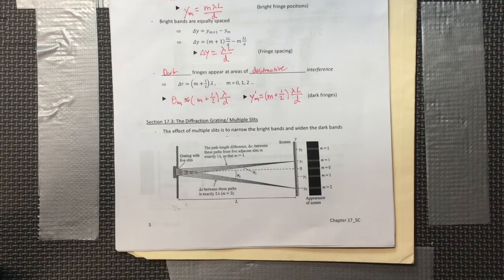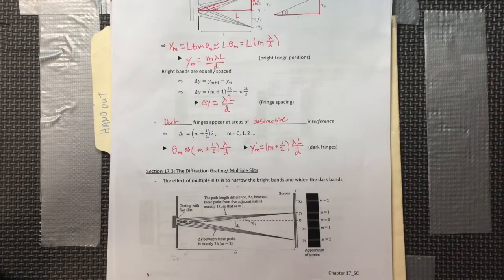Chapter 17, Part 3, Diffraction Gratings and Multiple Slits. So now we're going to get into diffraction gratings. This is where before we were dealing with two individual slits and we were shining light through them. So now we're going to see what happens when instead of two slits, we get a whole bunch more.